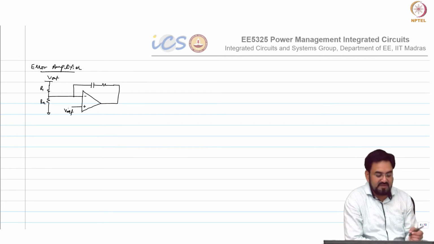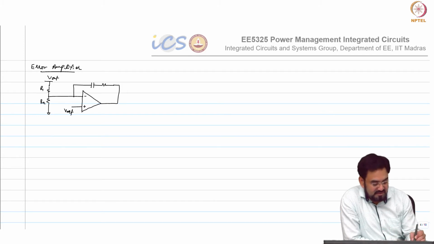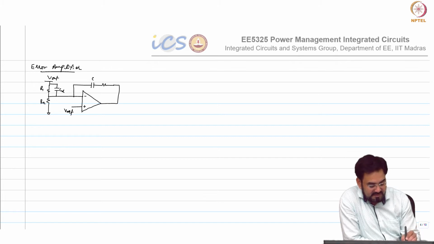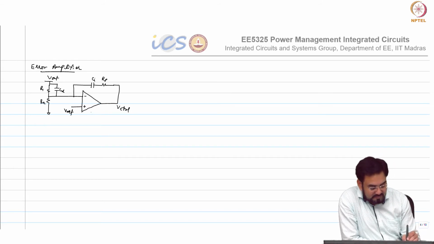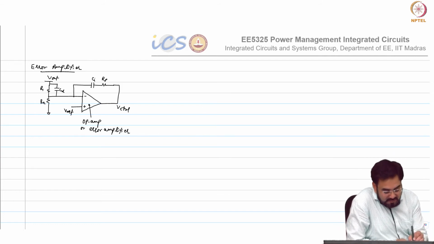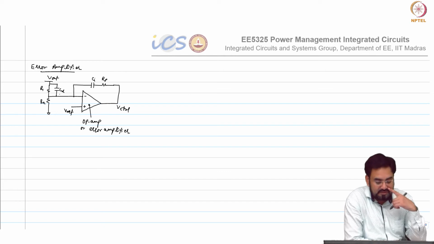So if you remember, this is what we had for type 3 compensator, and we had another capacitor, call it CD, CI, RP, and this is your V control. So this is the op amp or your error amplifier, and your compensation network is built around that.